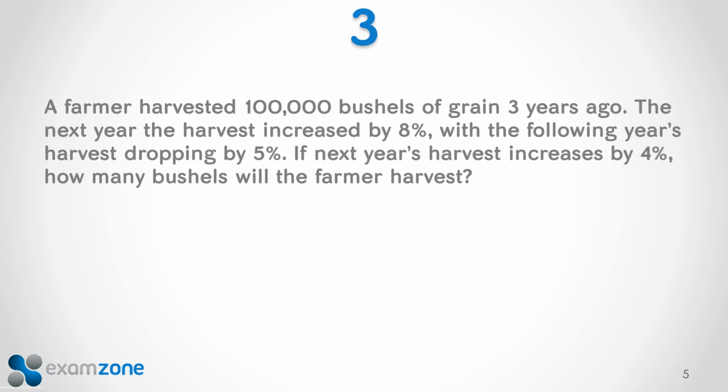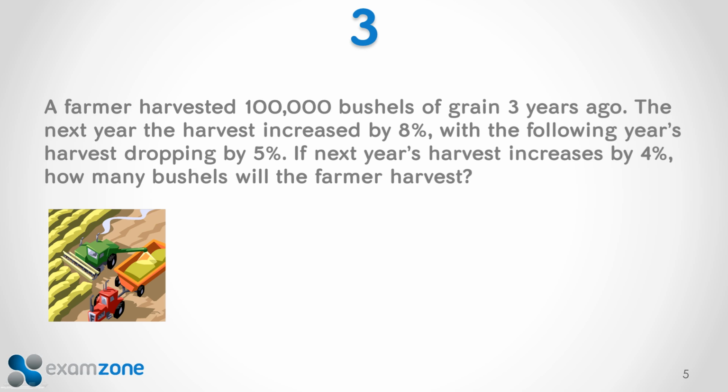Okay, an increasing and decreasing harvest. It's basically like a stock investment. Market goes up by 8, drops by 5, but then it goes up by 4. Are you ahead of where you started? Definitely. Because when it goes up by 8 and only comes down a little bit, you're ahead of where you started.